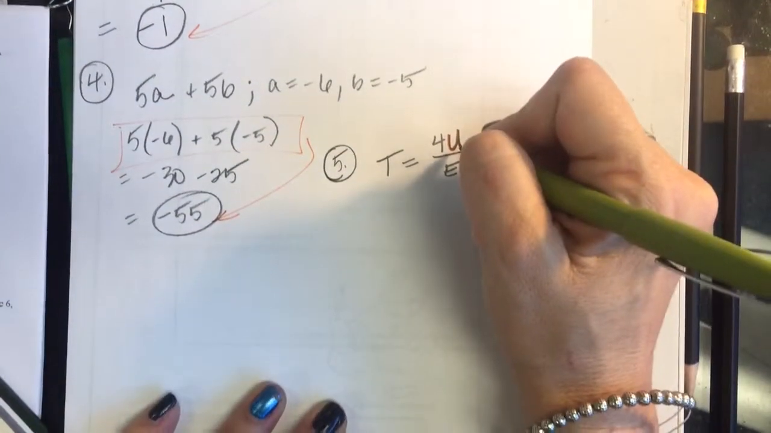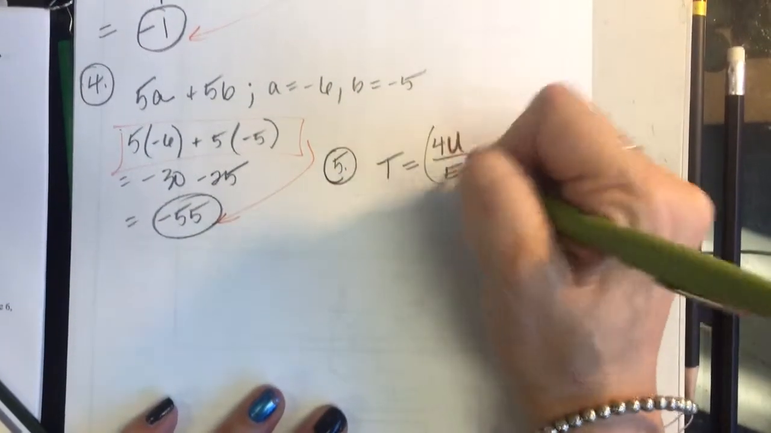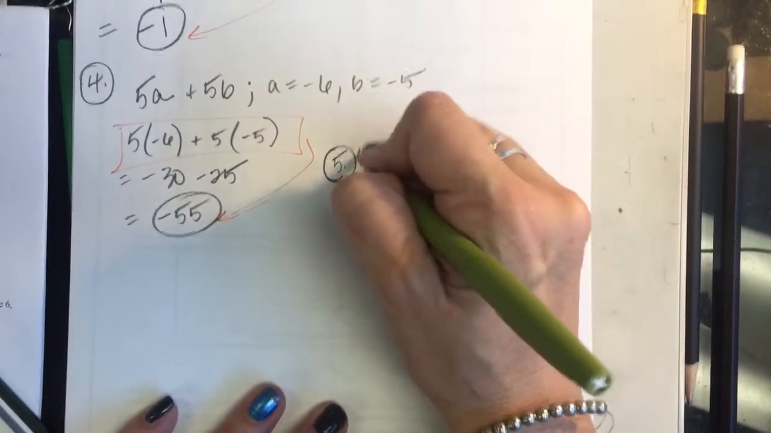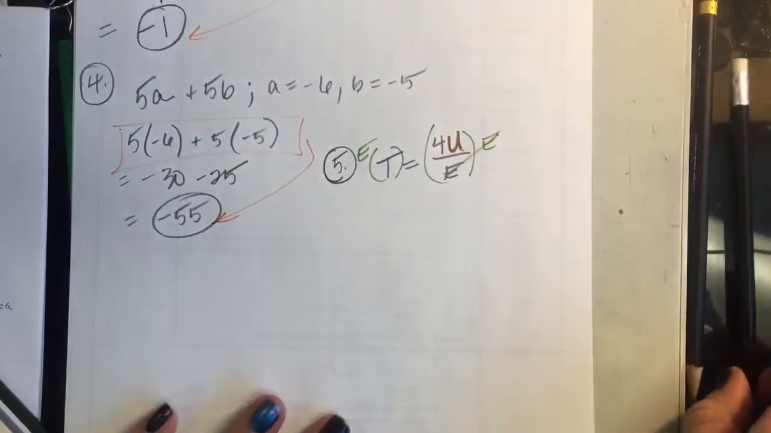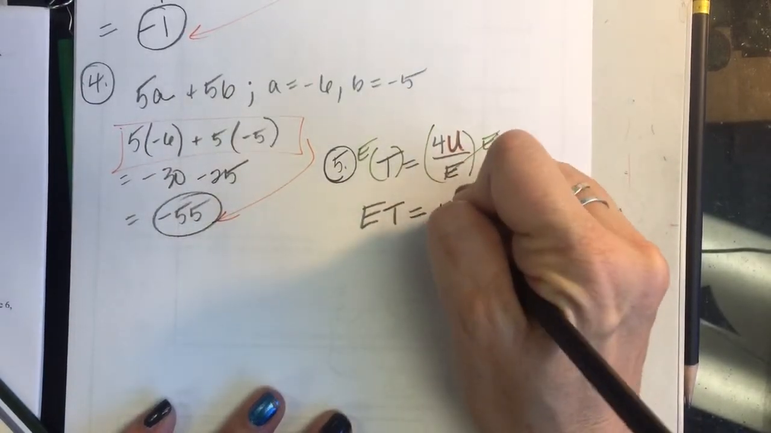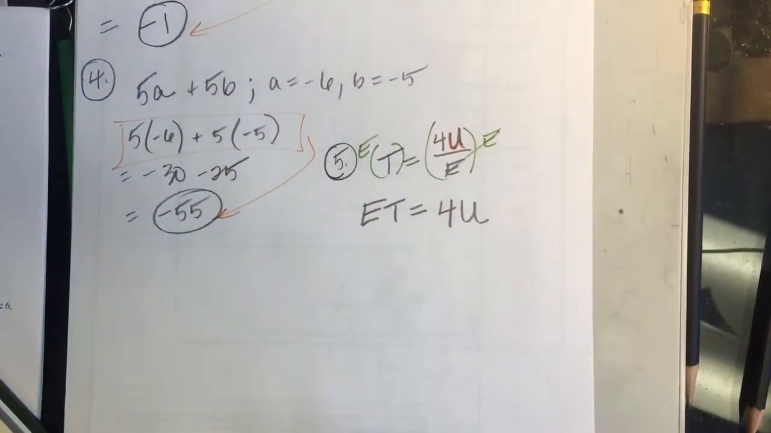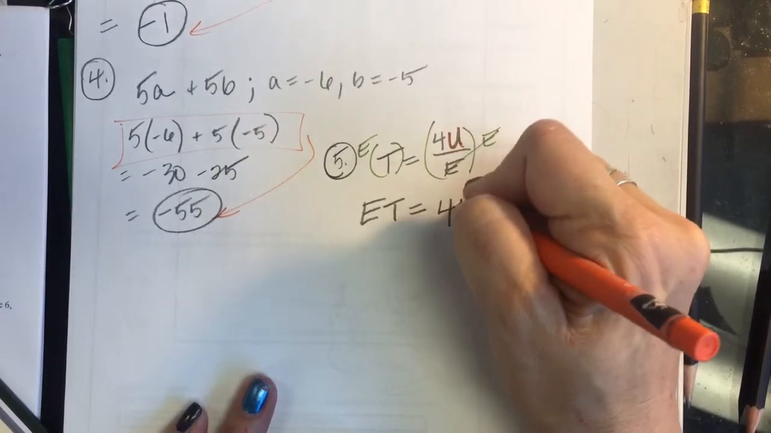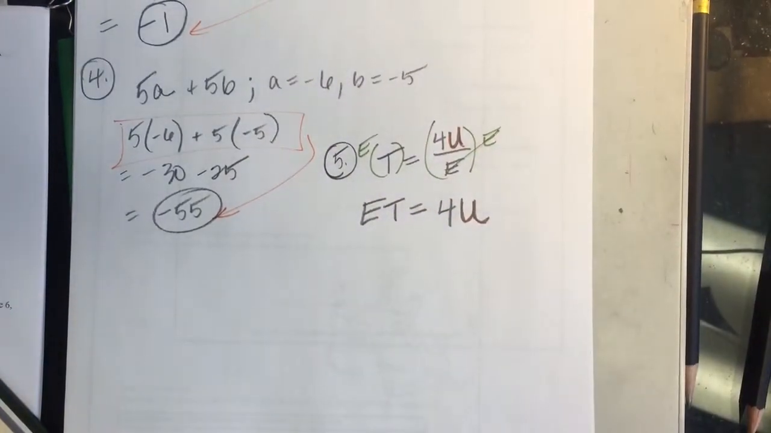If I'm going to get u alone, I've got to undo this divide by e on both sides. I'm going to multiply both sides by e. Undo divide by e by multiplying both sides by e. Et is equal to 4u. Focusing on the fact that I've got to get u alone because the problem says solve for u.